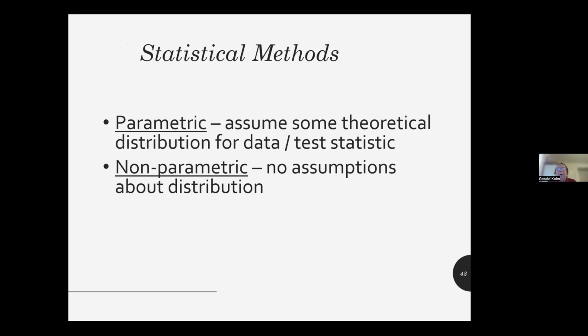Okay, so I want to then take the last part of my time here talking about different statistical methods. We'll break these down into two broad categories: parametric statistics and non-parametric statistics. Parametric statistics assume that there's some theoretical distribution for the data or the test statistic, like it's normally distributed or chi-square distributed. Non-parametric, of course, means that we're making no assumptions about the distribution.